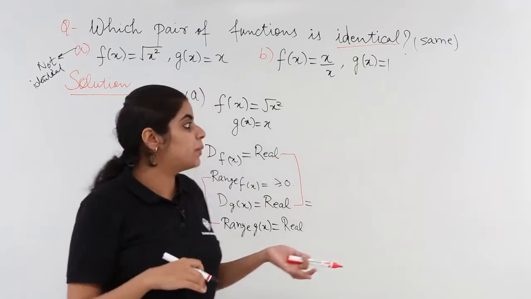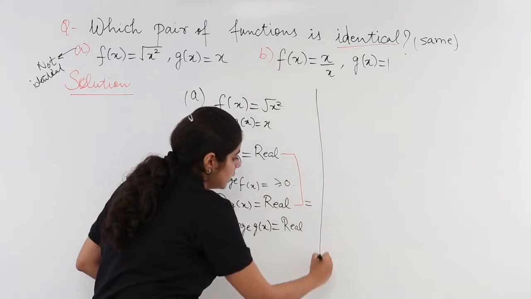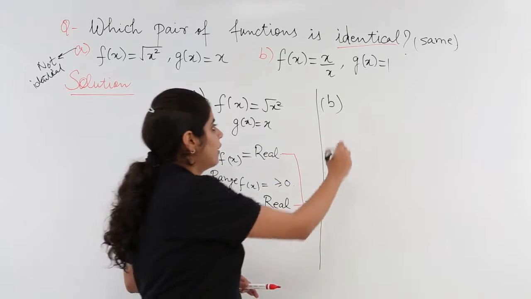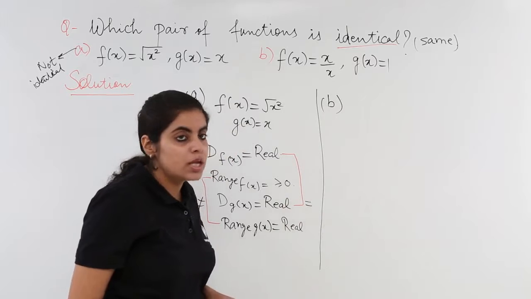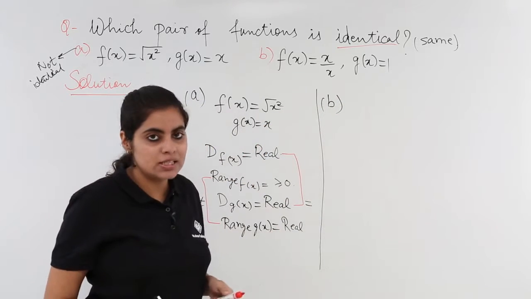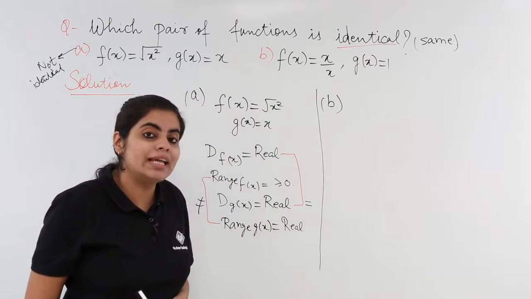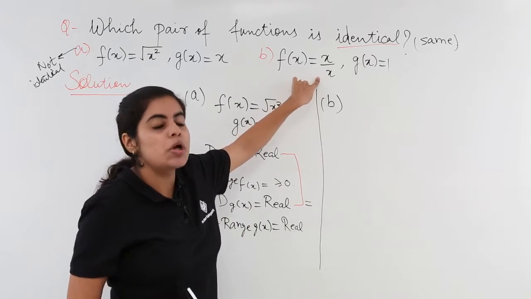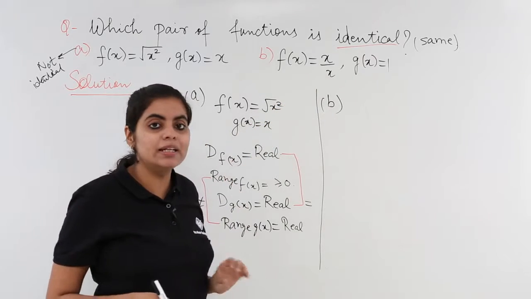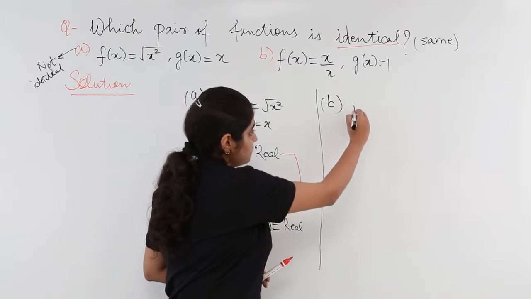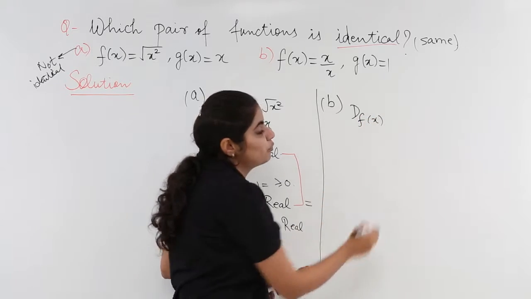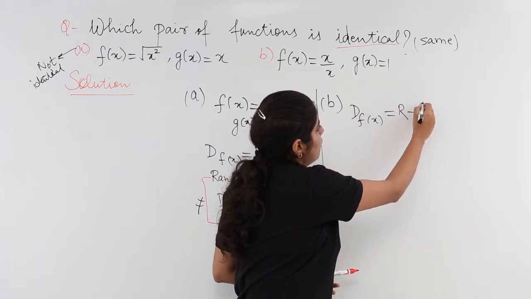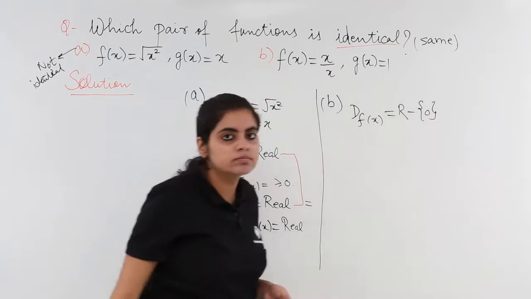Let's move on to the second pair. Follow the same technique, do the same methodology. Write f(x), write g(x), write domain, write range. Now f(x) is equal to x upon x. What values can you put in x for f(x)? You can put all the values except x is equal to 0, because if x is equal to 0, the denominator is 0, not defined. So the domain of f(x) means all real but not 0. So it is real minus 0.